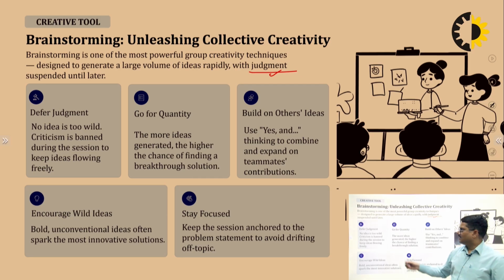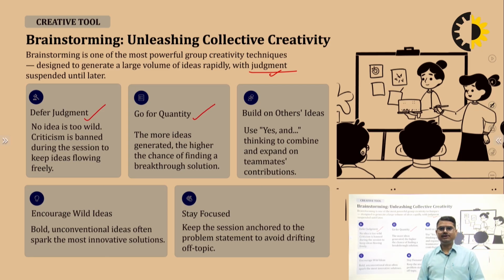These are a few things we need to consider while brainstorming with our team. The first thing is defer judgment. No idea is too wild. Criticism is banned during the session to keep ideas flowing freely. If we start criticizing, new ideas immediately stop coming into our discussion. The next thing is go for quantity. We are more interested in quantity, as many ideas and solutions as possible, so that later on we can analyze them one by one and narrow down or funnel the ideas on the basis of many other parameters.